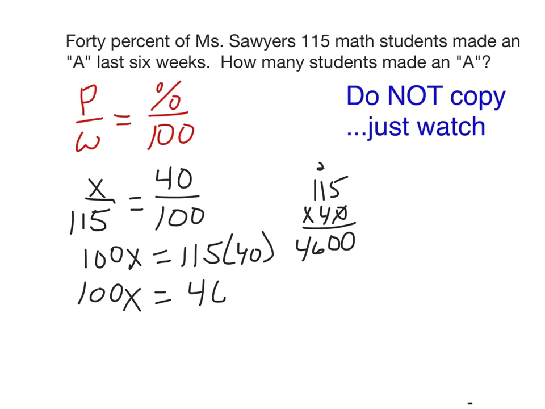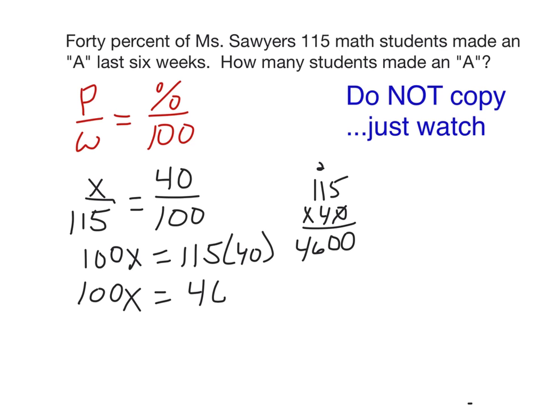X equals, drop the zeros, and all you get is the 46 divided by 1. So it's 46. So that means 46, final answer, 46 students made A's. Okay?